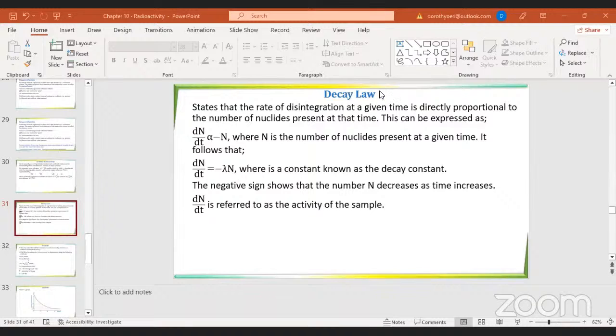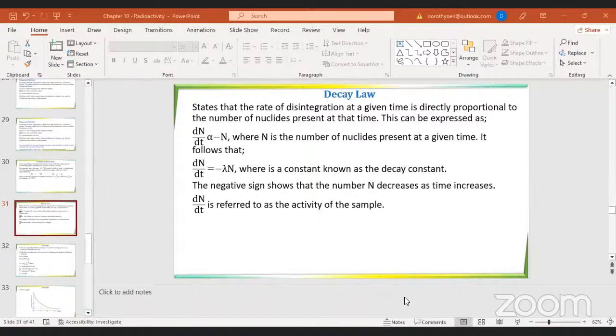So we were looking at the decay law. What does it state? The rate of disintegration at a given time is directly proportional to the number of nuclides present at that time.